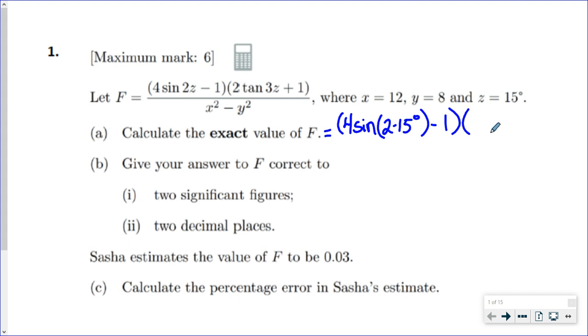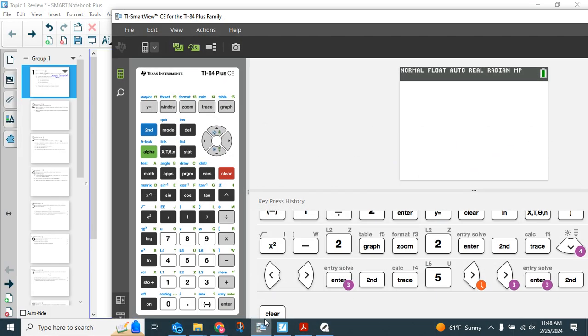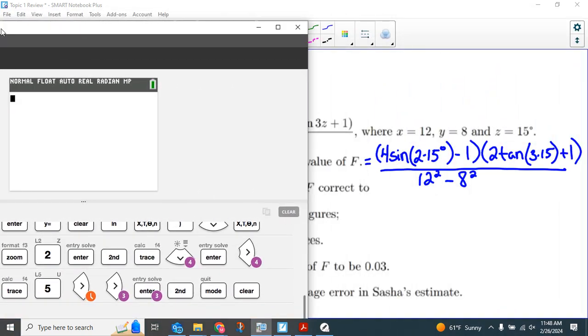Then we have that times 2 times the tangent. Again, as soon as you hit tangent, it'll open up a parenthesis. 3 times 15, we need to close the parenthesis there, then have that +1 and close the parenthesis. And that is all over x squared, so 12 squared minus y squared, which is 8 squared. Now that we have that, we can plug it into our calculator exactly as we see it.